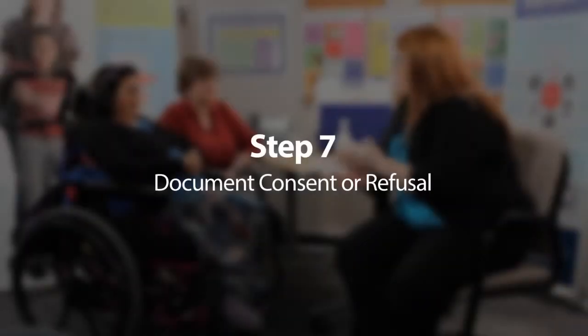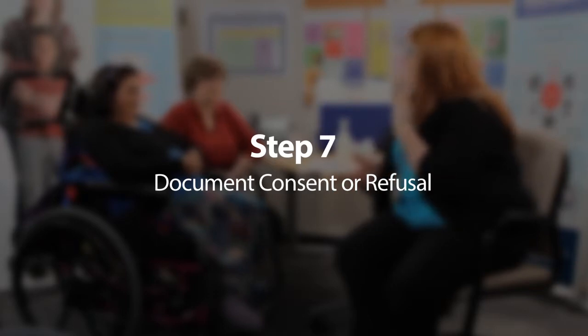Step 7. Document consent or refusal. The vaccine provider documents that informed consent has been assessed and obtained according to health authority guidelines or practice area. The vaccine provider provides a record to the client as proof of immunization.